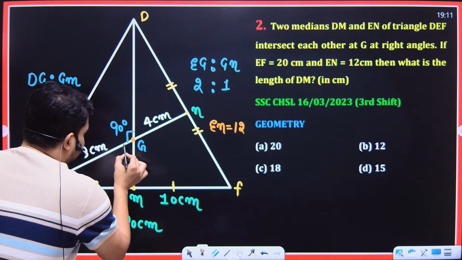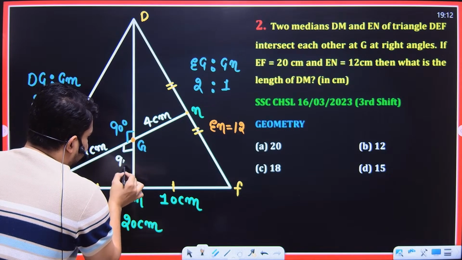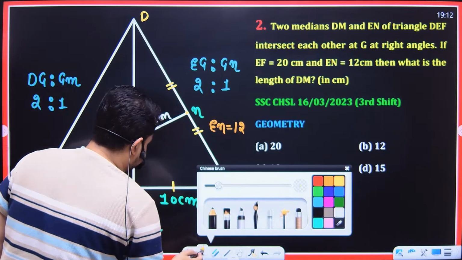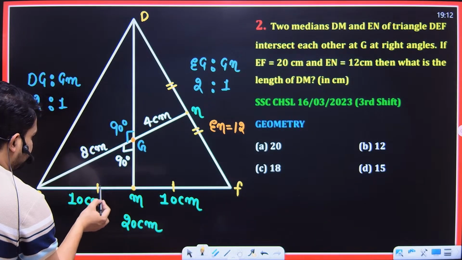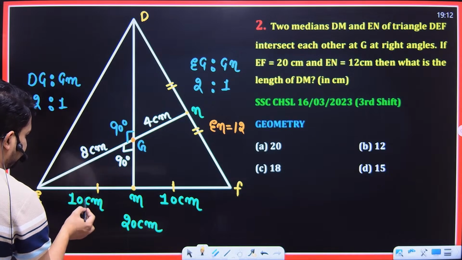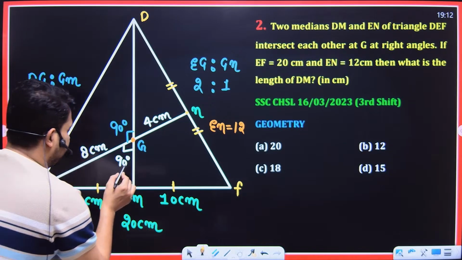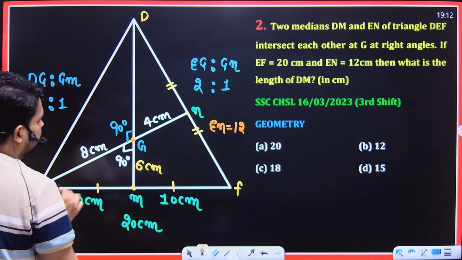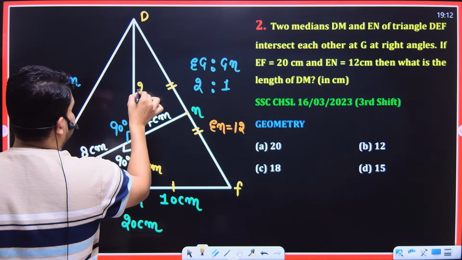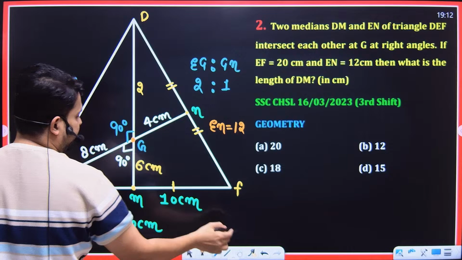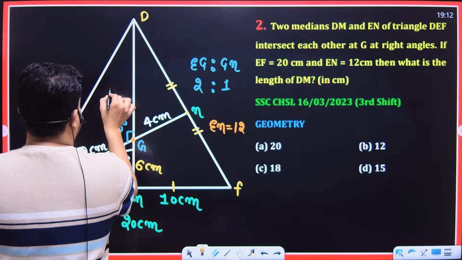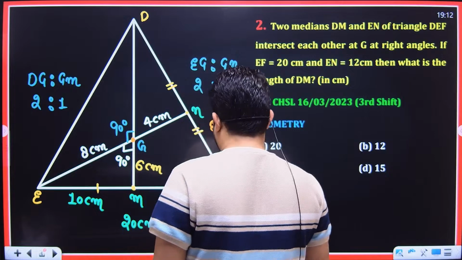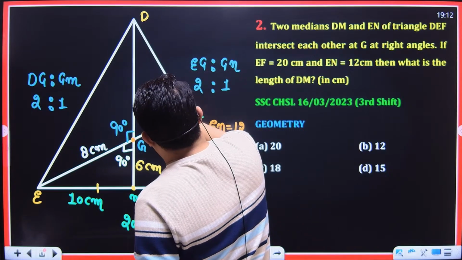If this one is 90 degree, this one is also 90 degree, then we have Pythagoras, and Pythagoras says that this one is my hypotenuse, this one is my perpendicular, then 10 square minus 8 square is equal to 36, that is equal to 6 square. This one is 6 centimeter. If this one is 6 centimeter, then this one is 12 centimeter, because we have a ratio.